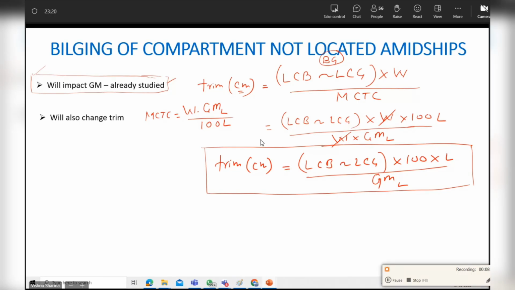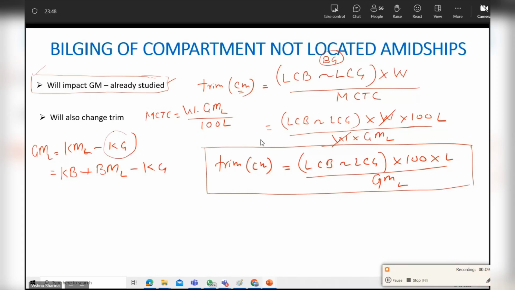Now, what is GML going to be equal to? GML will be equal to KML minus KG. There is no question of FSC in the longitudinal direction; FSC is for the transverse direction. What is KML equal to? We already know KML is KB plus BML. So what I must know to get GML is KG.